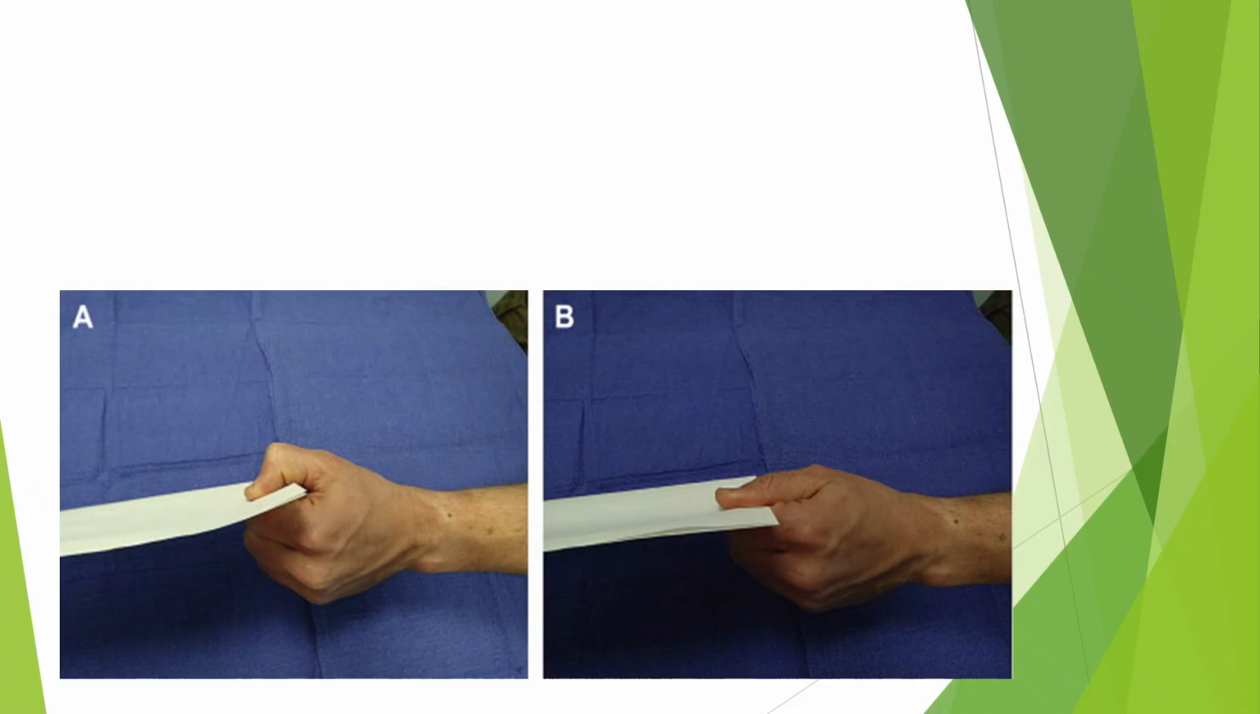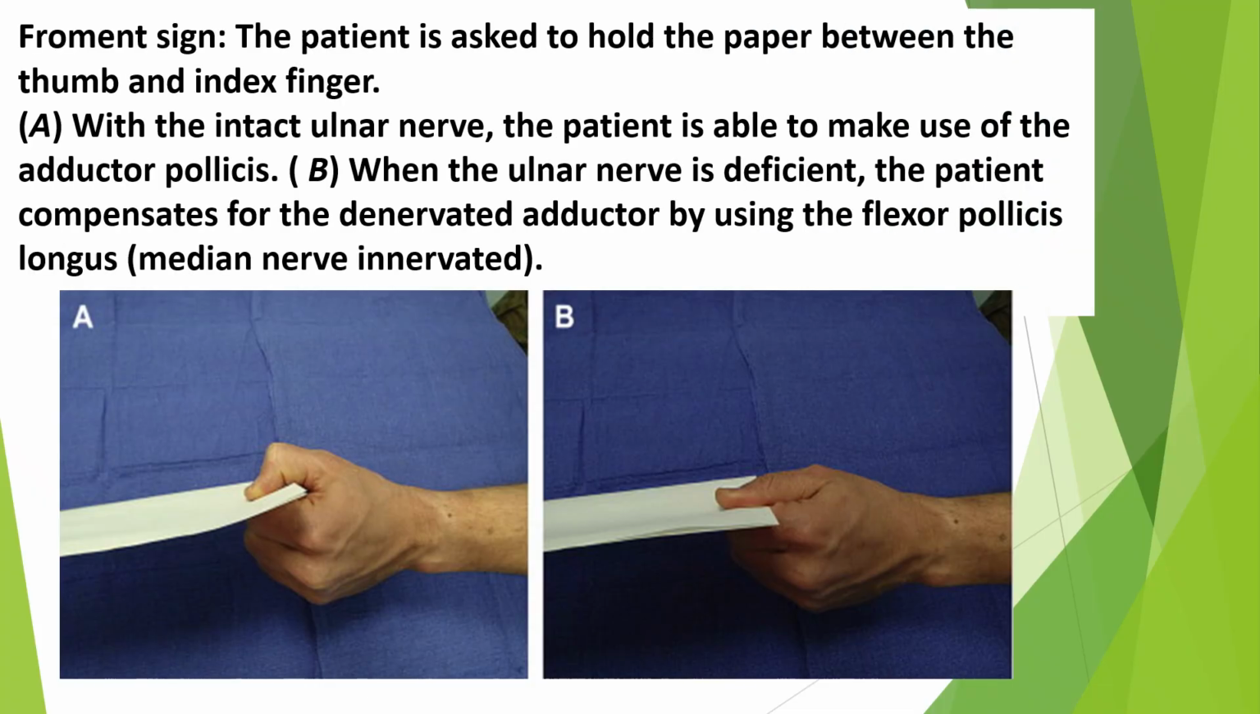Here there is another sign called Froment's sign. Here the patient is told to hold the paper between the thumb and the index finger. If the ulnar nerve is intact, he is able to do this. Otherwise, the patient takes the help of the flexor pollicis longus.